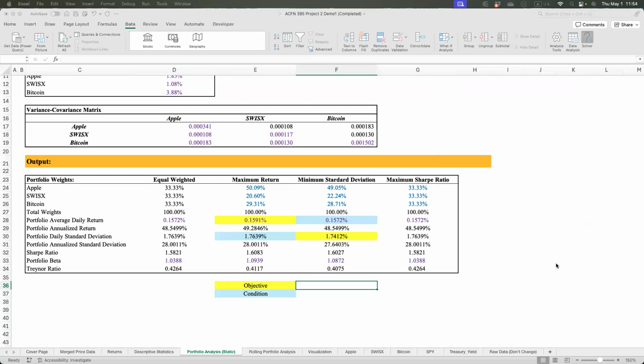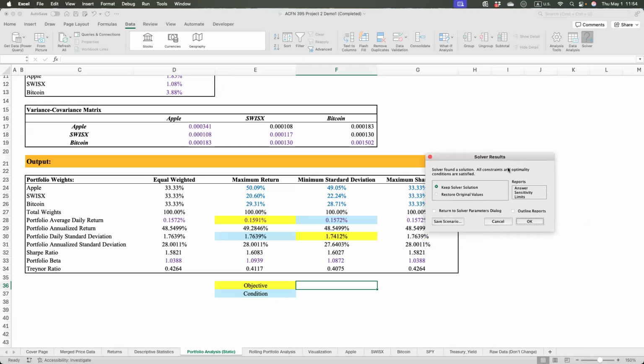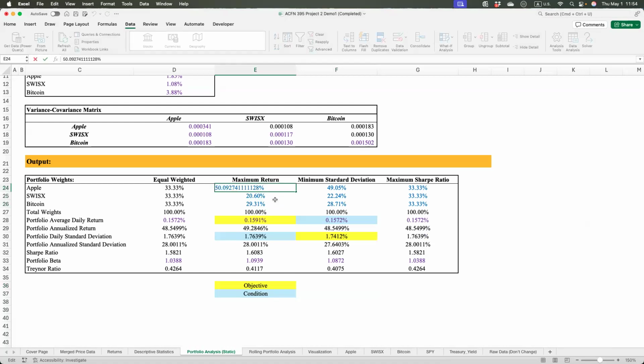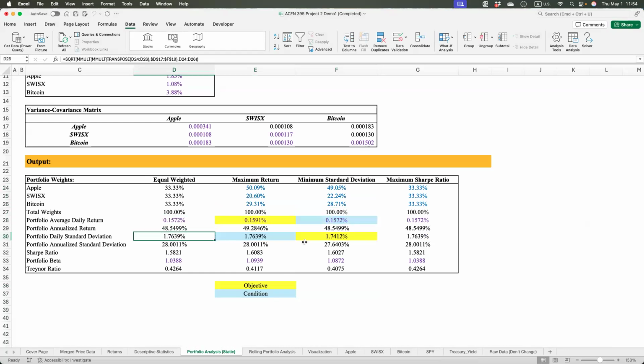Now let's click solve. And you see my weights change again. Let's keep the result. And also, by the way, the reason these weights are now blue is because after you use the solver, they become hard-coded numbers. That's why these are blue. Now let's take a look. Our return remains the same, but when you compare the standard deviation, you do see it is declining compared to the equal weighted portfolio. So this is the second optimized portfolio setup.